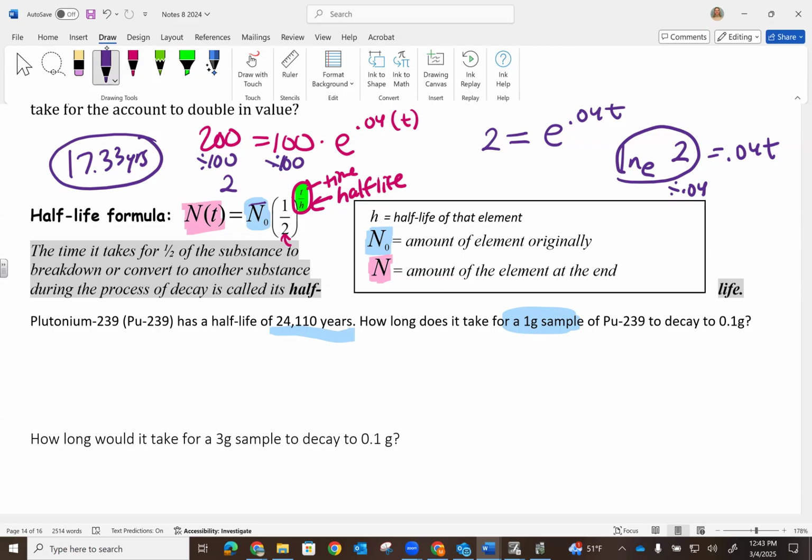So in this first question, I'm taking a video so you can watch it. You were starting with 1 gram. We're saying I want to get it to 0.1 grams. And it's half-life, so there's always a half here. And the T is time. The time we are going to find is the time compared to the half-life of this element.